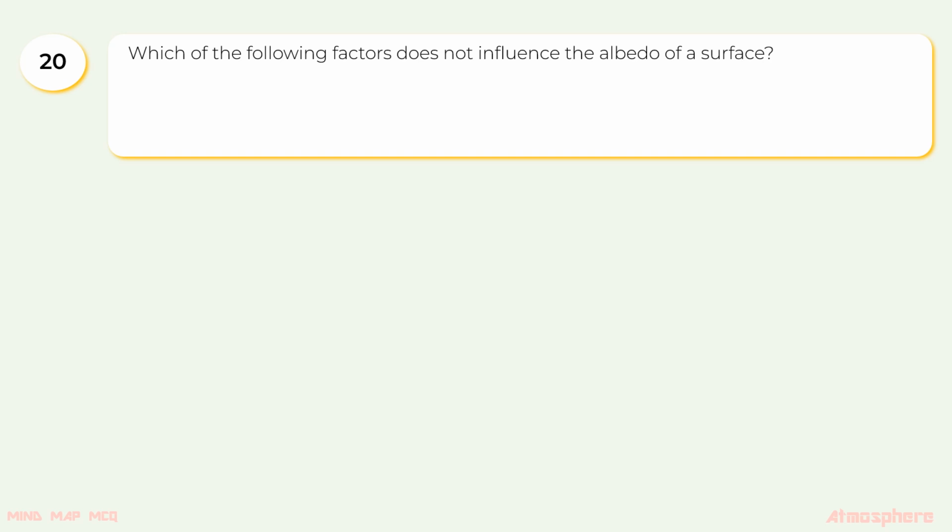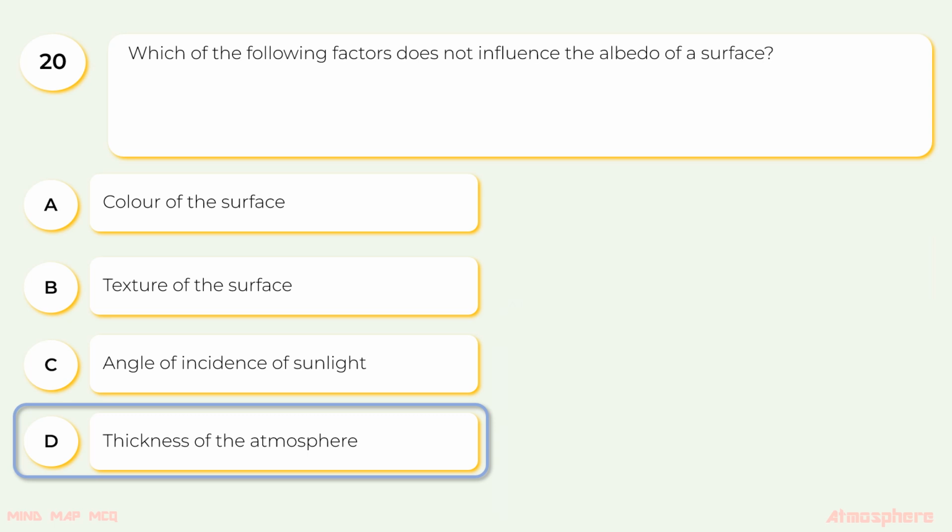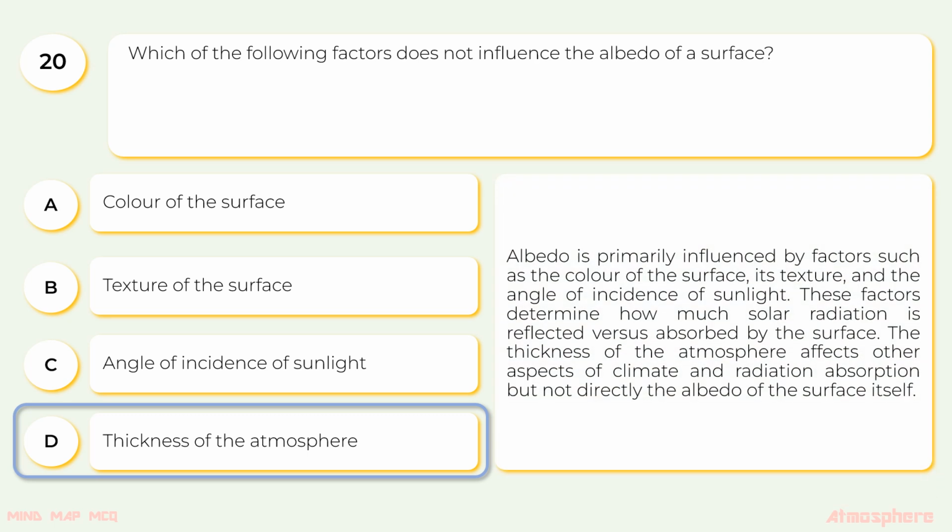20. Which of the following factors does not influence the albedo of a surface? A. Color of the surface. B. Texture of the surface. C. Angle of incidence of sunlight. D. Thickness of the atmosphere. The correct option is D. Thickness of the atmosphere. Albedo is primarily influenced by factors such as the color of the surface, its texture, and angle of incidence of sunlight.